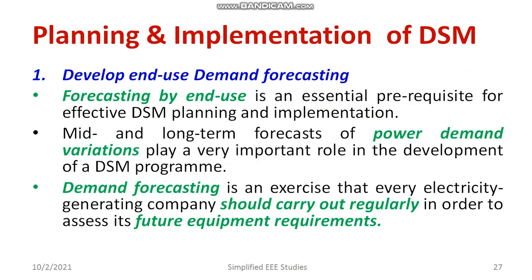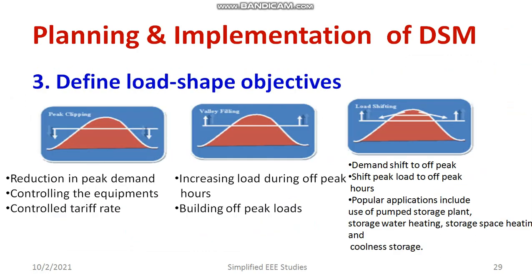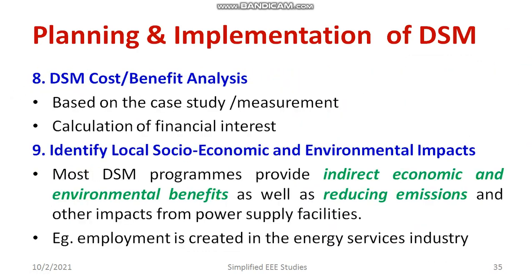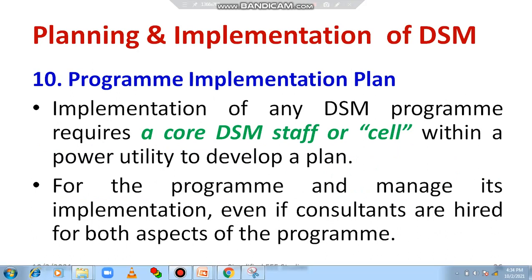You can see the flow chart. Next, program implementation plan. That's the final step. It includes pilot program, large scale program, management and following up, and program evaluation. That's the final step of demand side management program development. Here there should be a team, just like a committee, which monitors the entire activity. They are the ones who accept whether the project is viable or not. Based on that they will approve and make the report, and after confirming with the government, the project will be developed. So these are the different processes involved in demand side management.